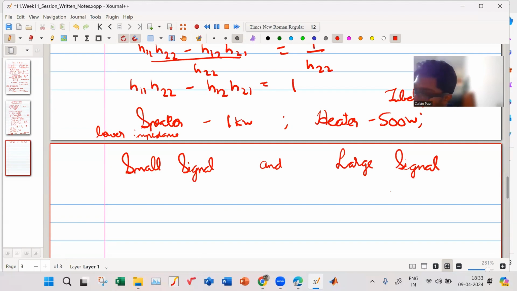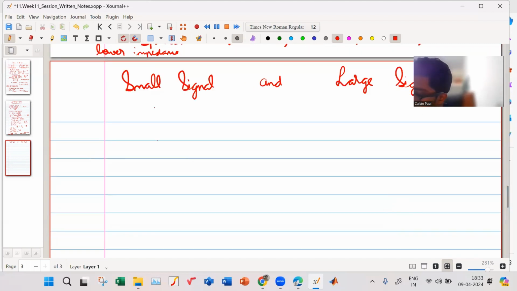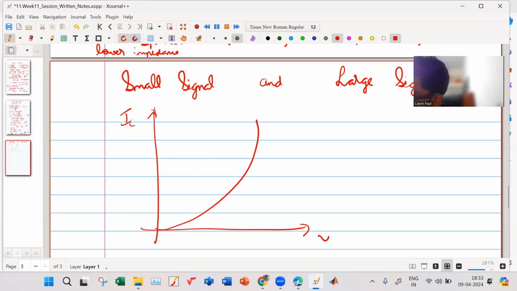Large signal is how it behaves in the overall perspective. If you see the characteristics of your BJT, this is your IC, this is your VBE. So if my VBE is so much, my IC should be so much. This is the entire characteristics of my BJT. Now assume I take some particular operating point. In the neighborhood of that operating point, it will look sort of linear, because it is piecewise linear.